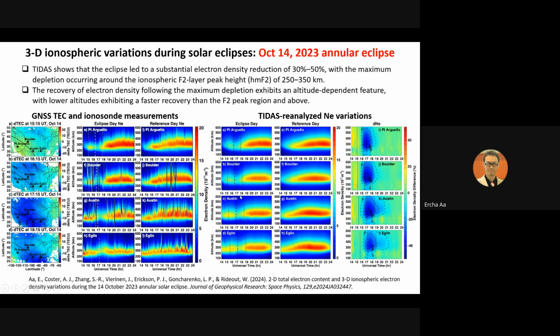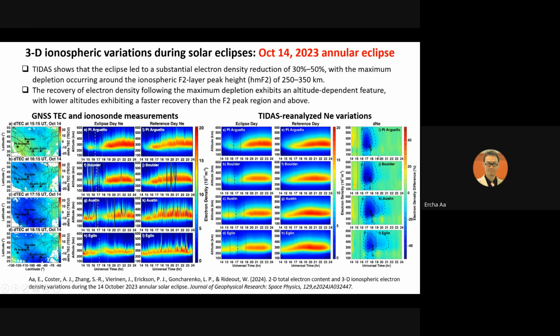We can clearly see this bite out of electron density. So that's the reference day. By doing the subtraction, that's the percentage variation due to the solar eclipse. So we can see a very substantial electron density reduction of 30 to 50%, with the maximum depletion occurring near the F2 region peak height, between 250 and 350 kilometers. And we can also see this post-eclipse recovery.